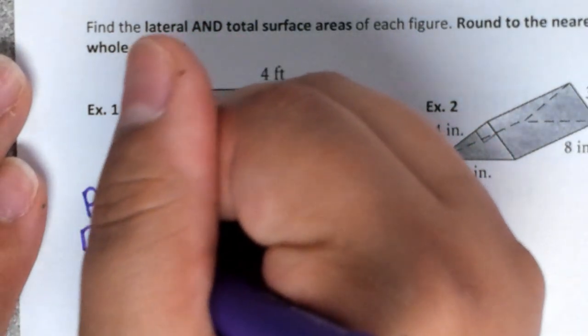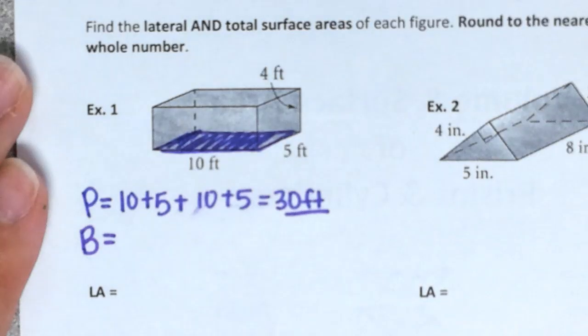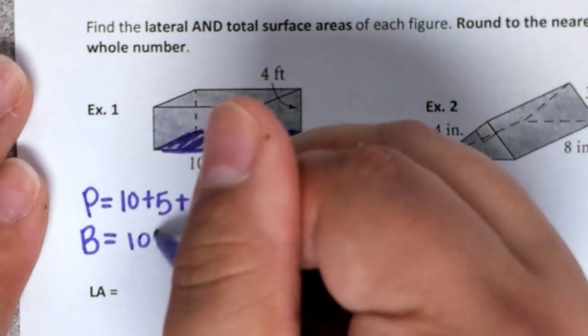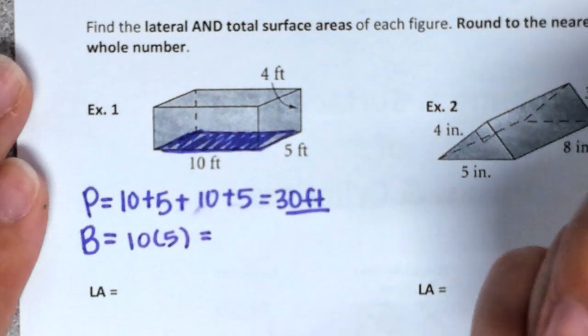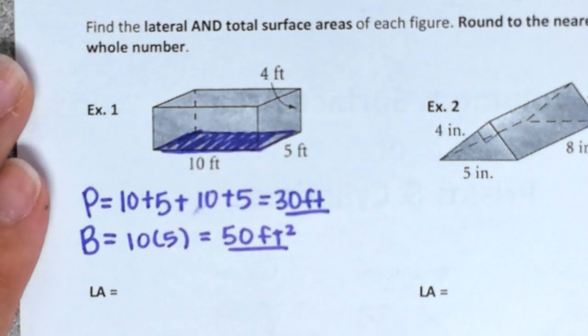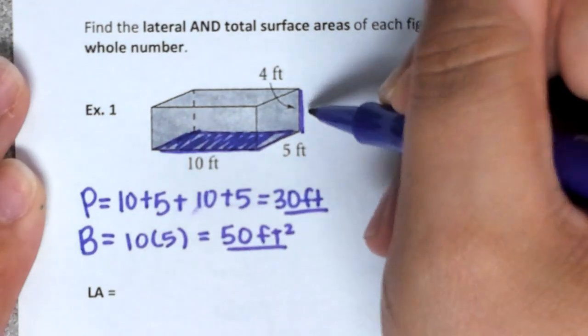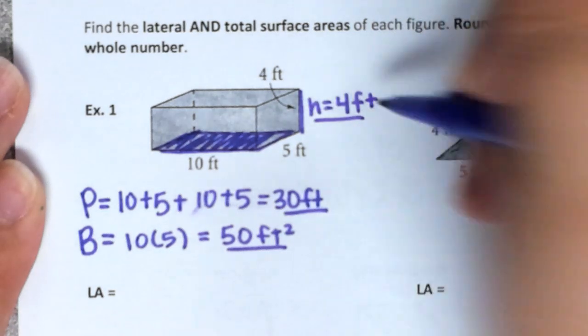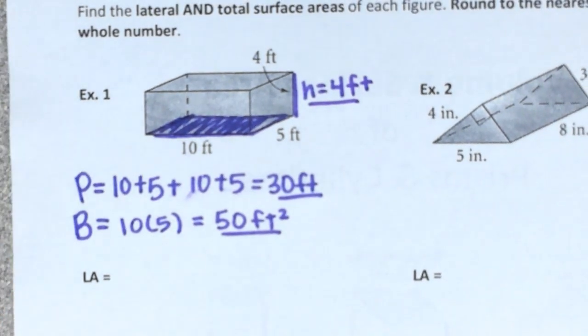I need to find my big B. How do you find the area of that base? What shape is it again? How do you find the area of a rectangle? Base times height. Multiply. What is 10 times 5? 50. So that's 50 feet squared because it's area. And then last but not least, what is the height of this? H equals 4. We have the 3 things you need.